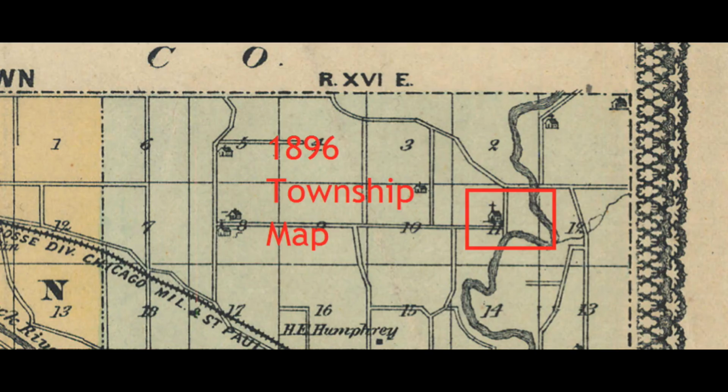The first map I found on this particular site was an 1896 township map, and as you can tell by the red square there, it's section 11, 1896, and it shows a church there. Then if we move on into further history, you'll see that I found an 1872 township map, and that shows no church there at all. That tells me the church was built somewhere between 1872 and 1896.